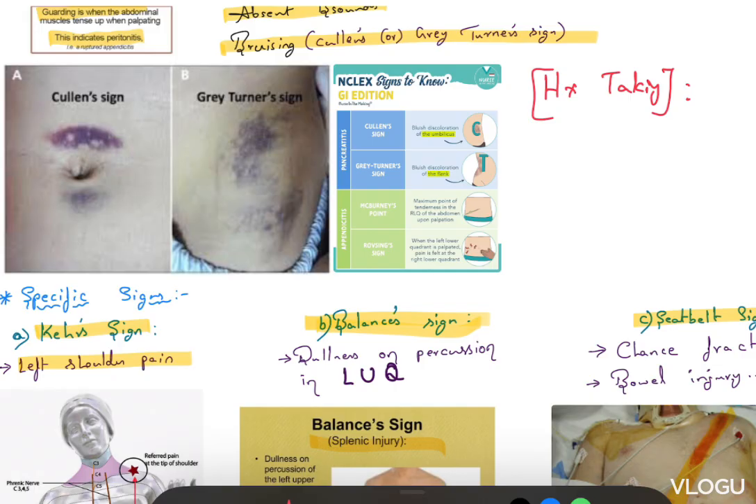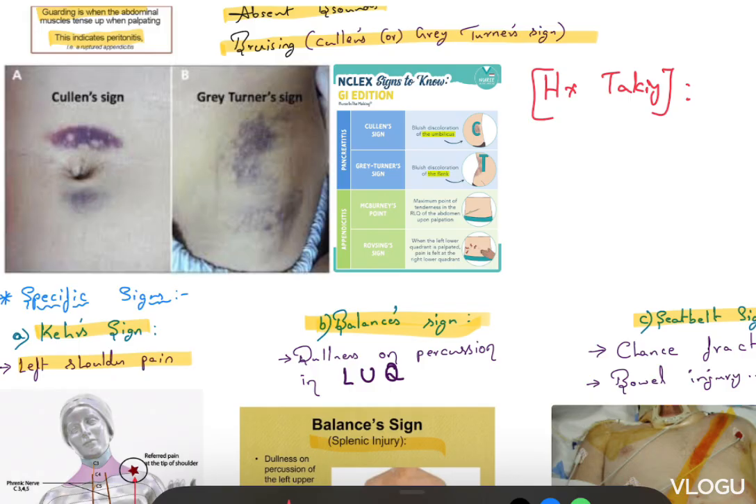So in viva, if you are in general surgery department, the doctor can ask the most common organ injured in blunt abdominal trauma, and we have to tell them it is the spleen. Spleen is the most common organ injured in blunt abdominal trauma. Next, gold standard investigation in stable abdominal trauma patient is contrast enhanced CT. Okay, CECT patient has to do.